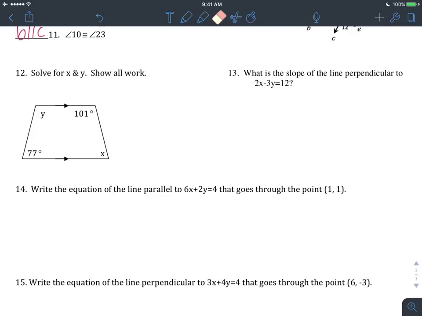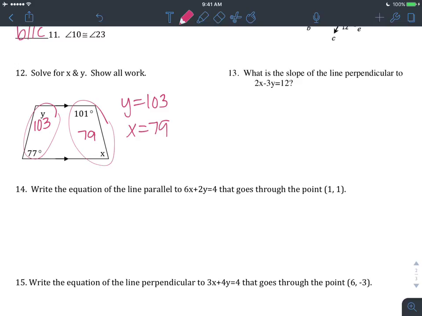All right, this one we did in class. Y and 77 are going to add up. So that means Y is 103, and 101 and X. So that means X is 79. So Y equals 103, X equals 79.